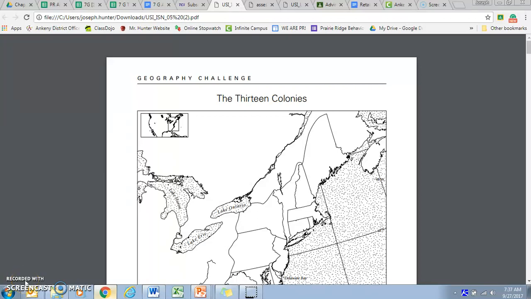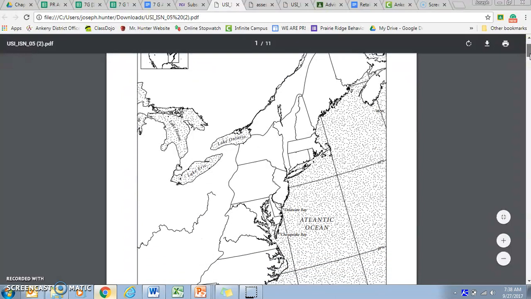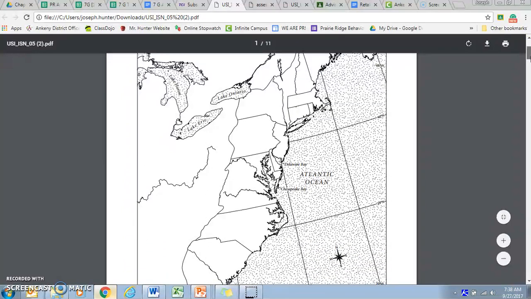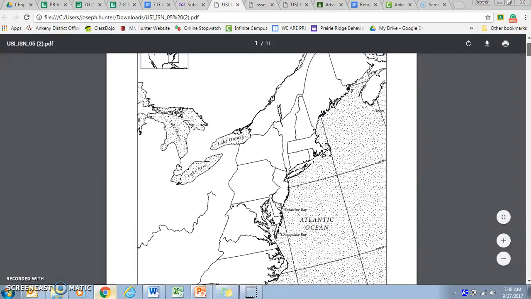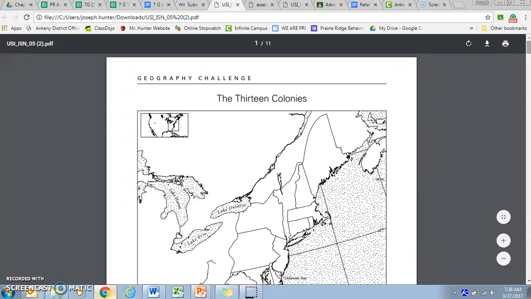Alright, introduction to Unit 2 of the 2017-18 school year. Okay, this is going to start with the geography challenge, just like every unit is going to start. And this geography challenge is going to be centered upon the 13 colonies as well, something that you guys might be familiar with.